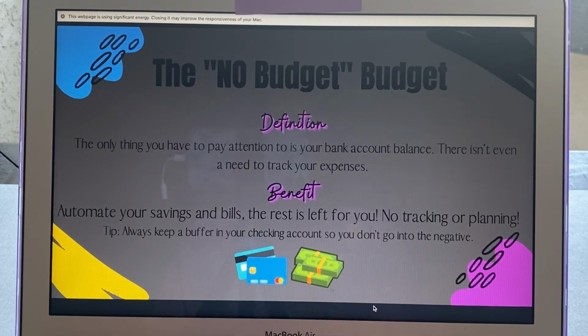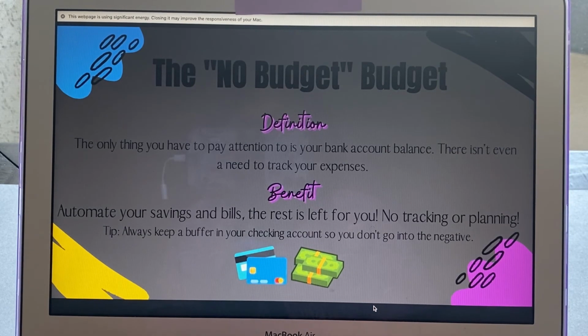Because regardless if you're actually that really avid budgeter where you have those binders, you are color coding everything, you have everything super organized, having no budget is a budgeting method, which is kind of crazy, but it makes sense as I go on. So basically, the definition for this is the only thing you have to pay attention to is your bank account balance. There isn't even any tracking. Just make sure your account doesn't go into the negative.